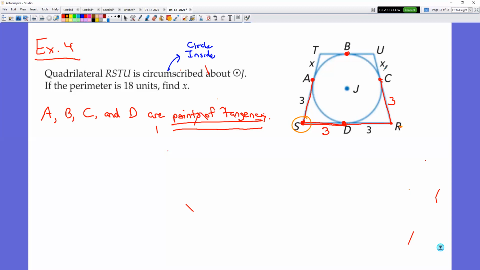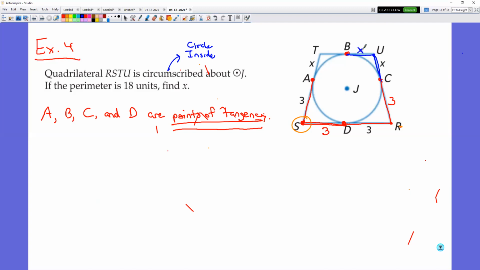Now let's go here where we have UC. U is a point that is shared with BU, that segment, and UC. Well, UC is X, so that means that UB, which is sharing the endpoint, is also going to be X.